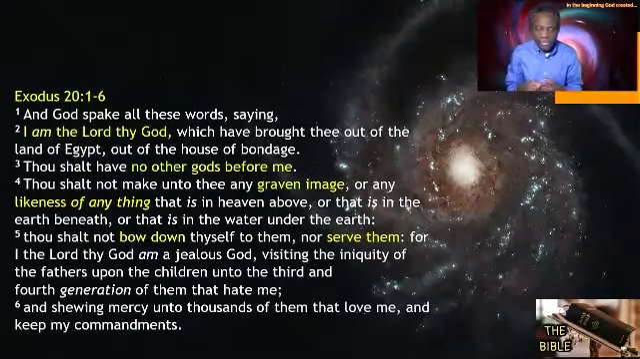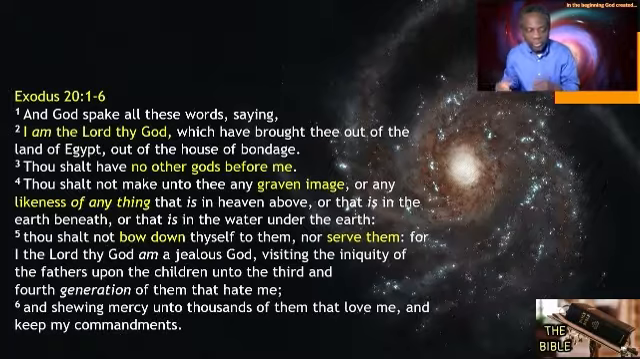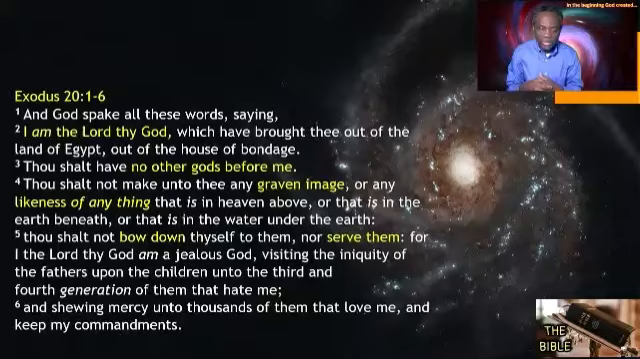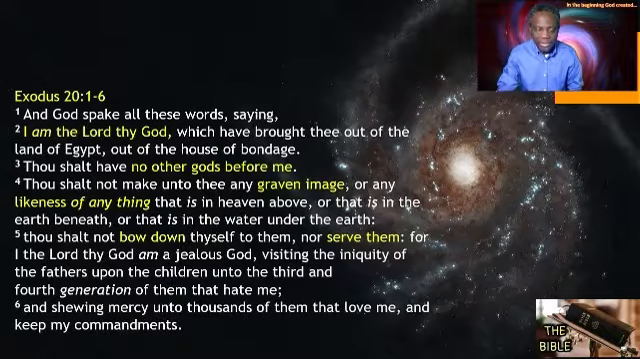For I, the Lord thy God, am a jealous God, visiting the iniquity of the fathers upon the children, and upon the third and fourth generation of them that hate me, and showing mercy unto thousands of them that love me and keep my commandments. Now you will see that I have put some of those words in yellow for emphasis. I am the Lord, no other gods before me, likeness of anything, bow down, serve them.